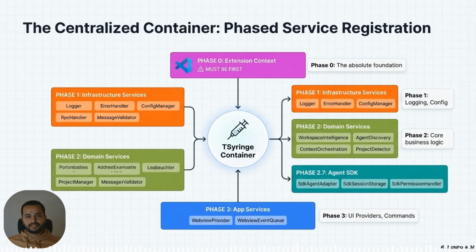Phase 0 is the extension context. This has to come first because it's the absolute foundation of everything. Then phase 1 registers your infrastructure services, things like logger, error handler, and config manager. Phase 2 handles your domain services, including workspace intelligence and context orchestration, which contain your core business logic. Phase 2.7 covers the agent SDK. And finally, Phase 3 registers your app services like Web View Provider for UI providers and commands. This phased approach ensures that services are always registered in the correct order with all their proper dependencies in place.